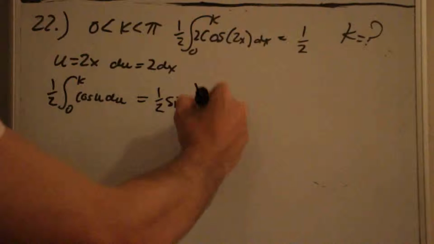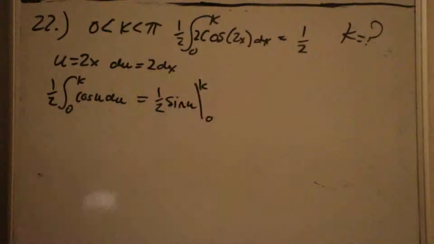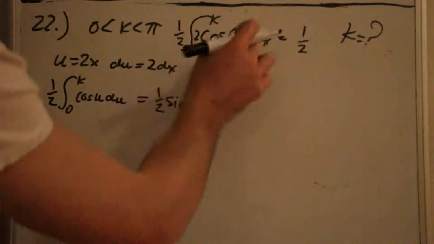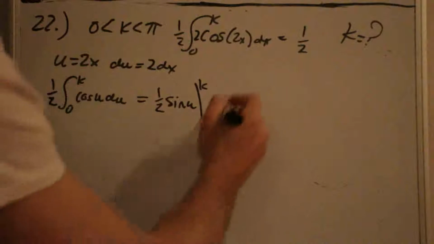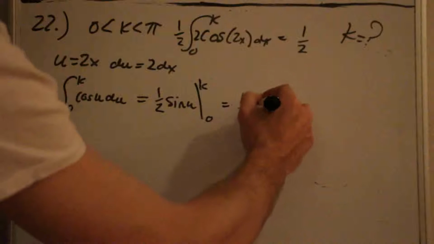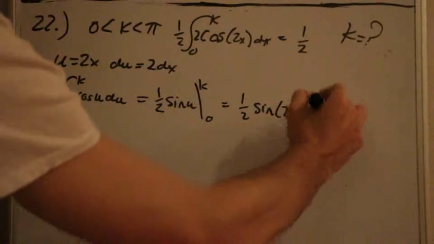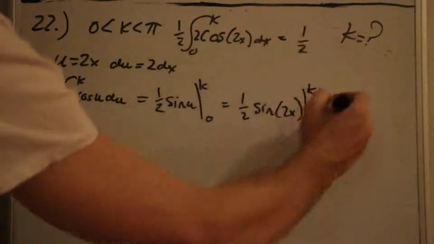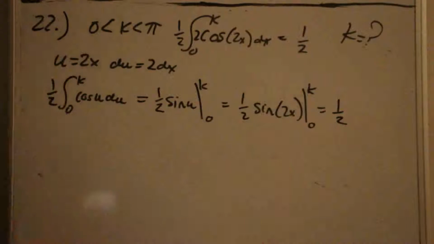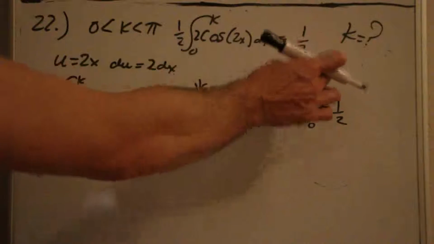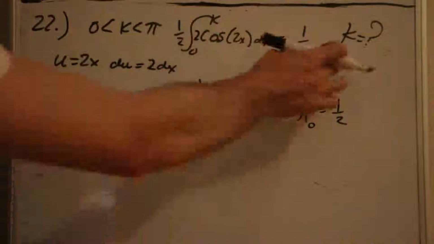So this is sine of u from 0 to k. Now you may be inclined to just plug in k right now, but you actually have to plug in 2x. Remember, u is 2x. So this equals 1/2 sine of 2x from 0 to k. And remember, the integral of this has to equal 1/2. That's what I'm solving for. This integral equals 1/2. What does k equal when this integral equals 1/2?